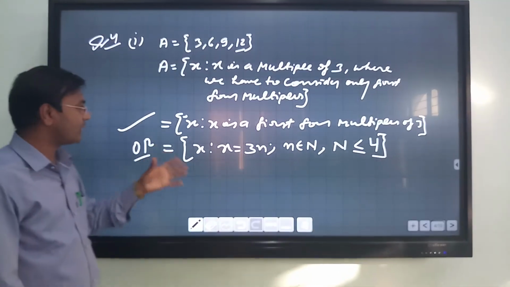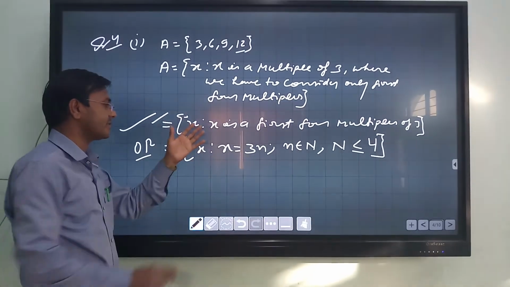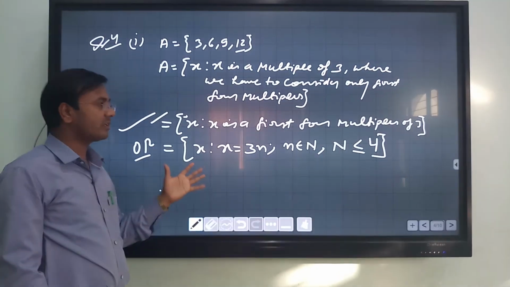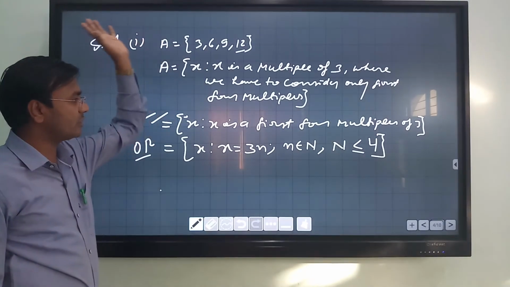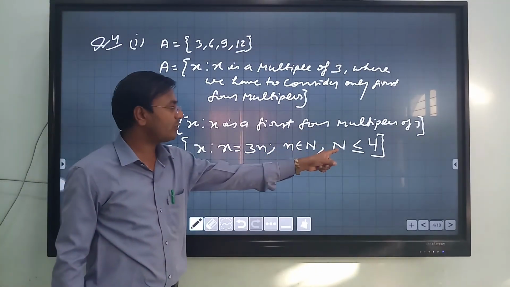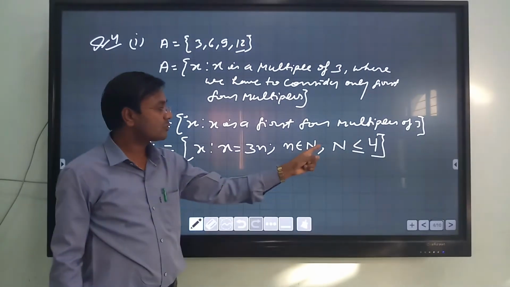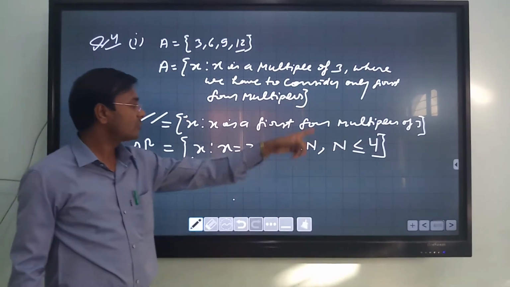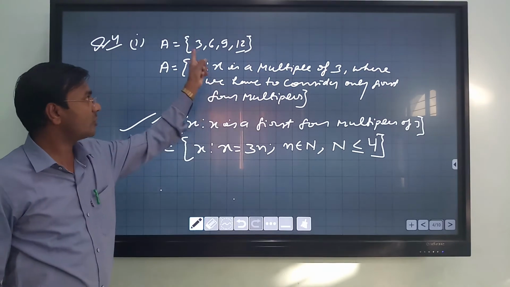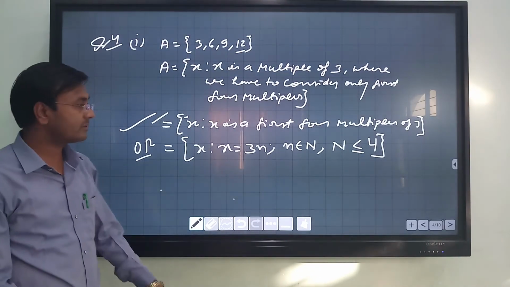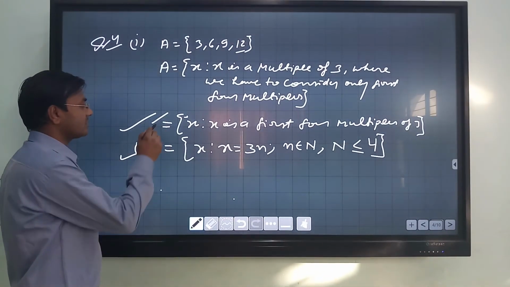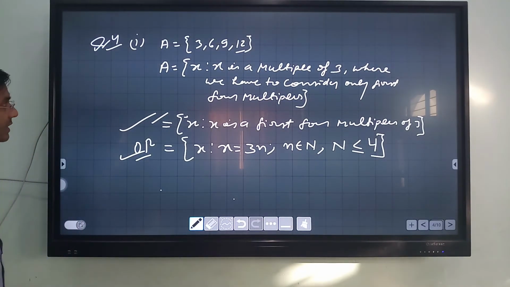So finally this is one of the answers, the second answer, so that only these numbers should come. See, if you put n as a natural number starting generally from 1, so 1, 2, 3 and 4, then you'll be getting these 4 numbers, right? So this can also be the answer of this question.